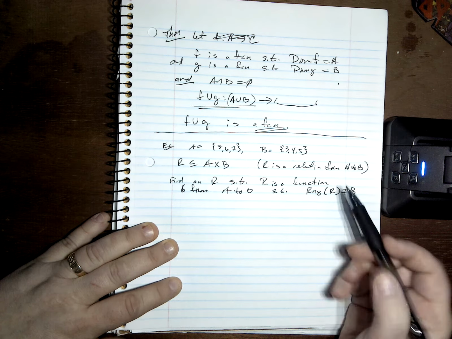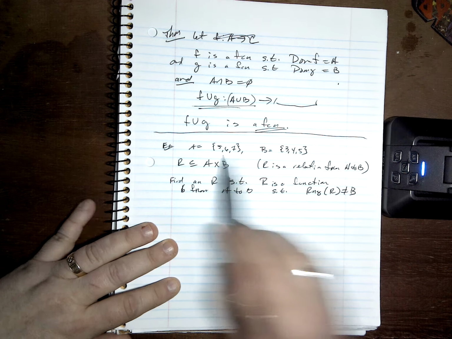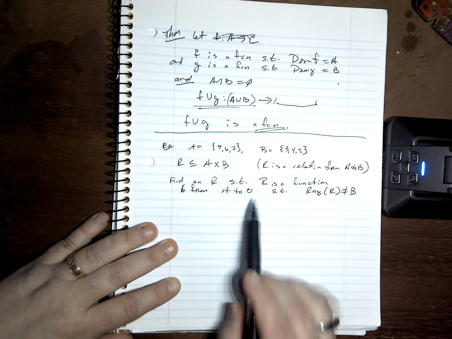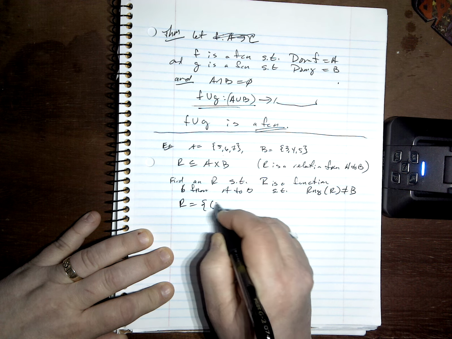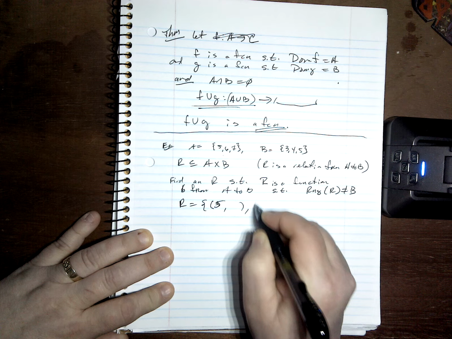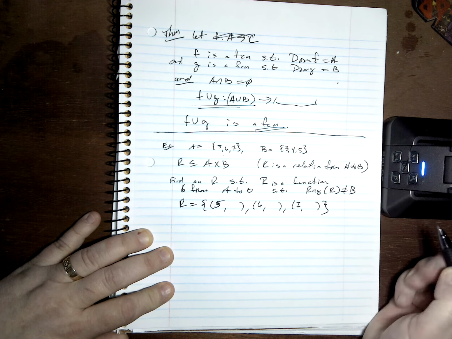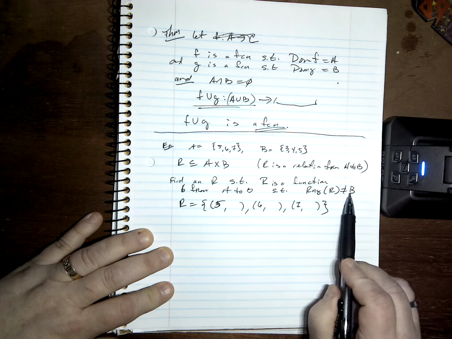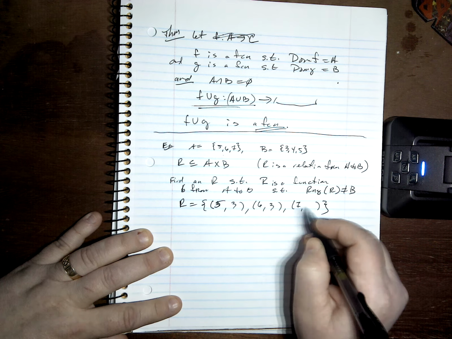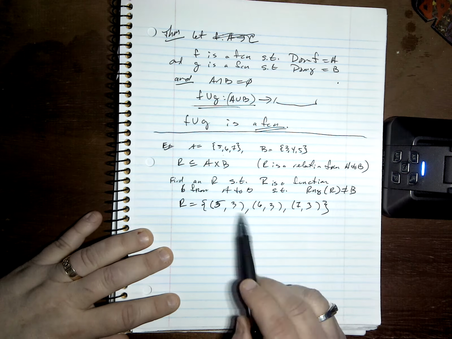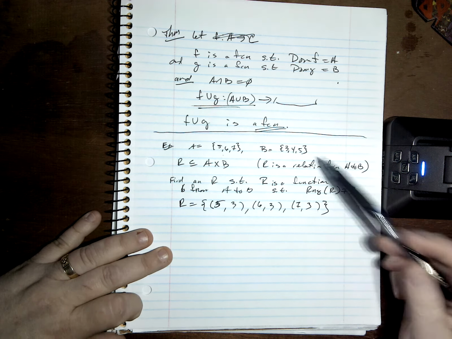Doesn't mean I can go out of B. R must be a subset of A cross B. So I still need things from A, things from B. So if I have a function from A to B, that means I have to have 5 goes somewhere, 6 goes somewhere, and 7 goes somewhere. I don't want the range to be all of B, so I can't use 3, 4, and 5. So I could just say 3, 3, 3. That's an example. I could have said 4, 4, 4. I could have said 5, 5, 5. I mean, there are lots of different examples as long as we don't use all 3 of them.